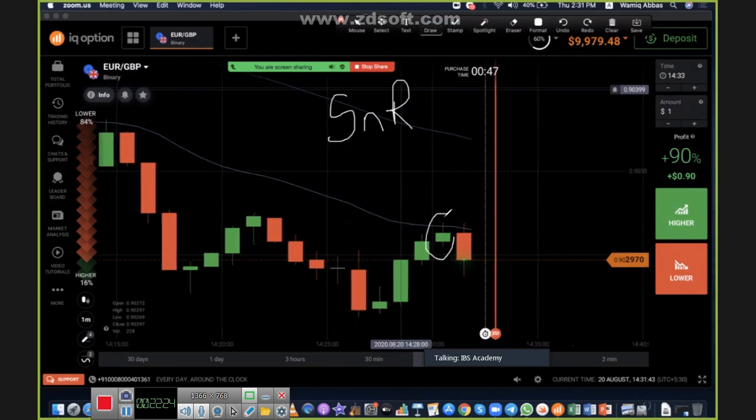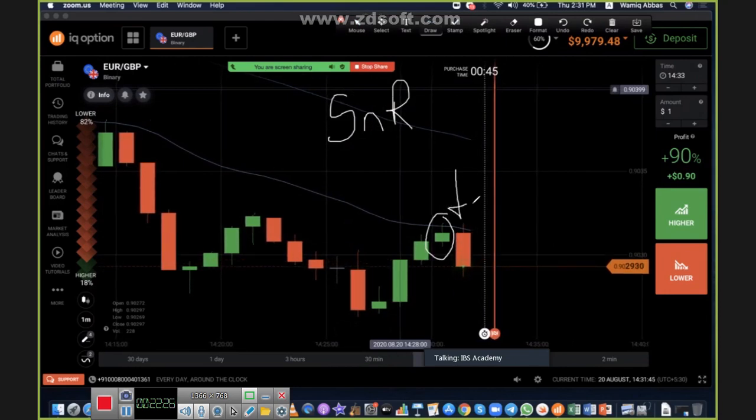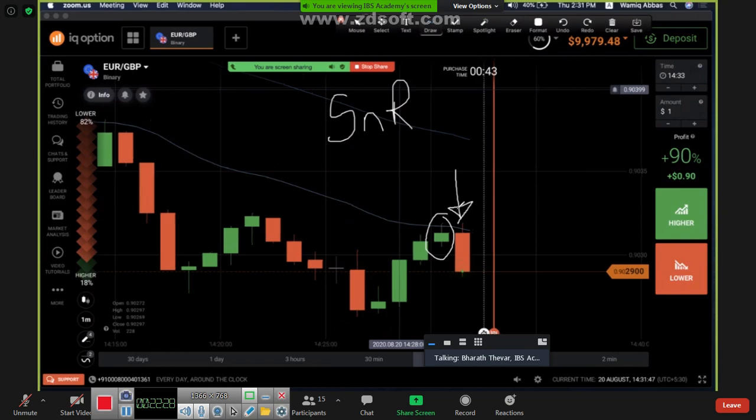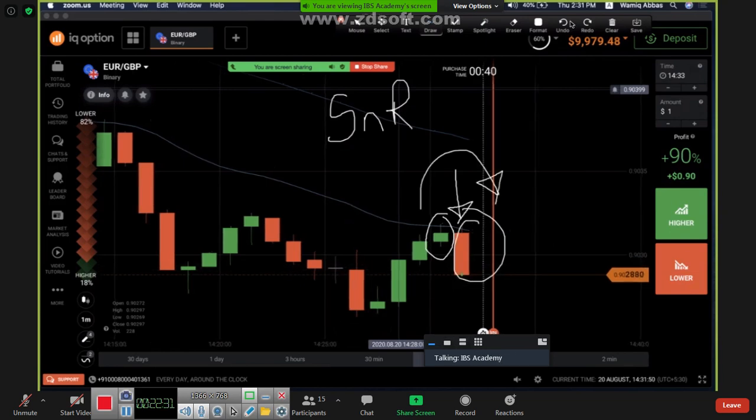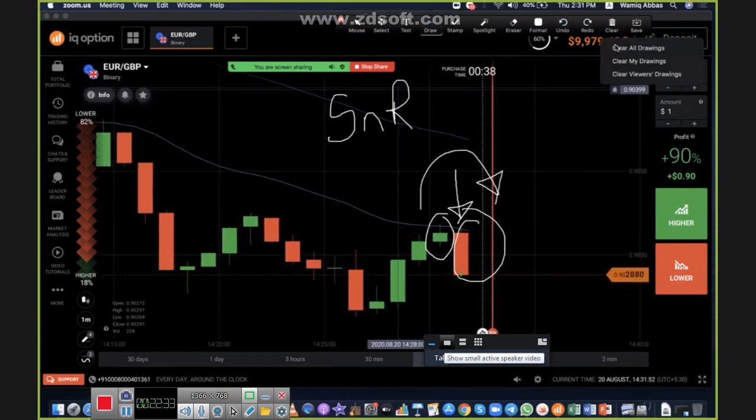At least it can be a reversal candle. It can be an opposite candle. So the use of moving average will be that you can use this as an SNR.